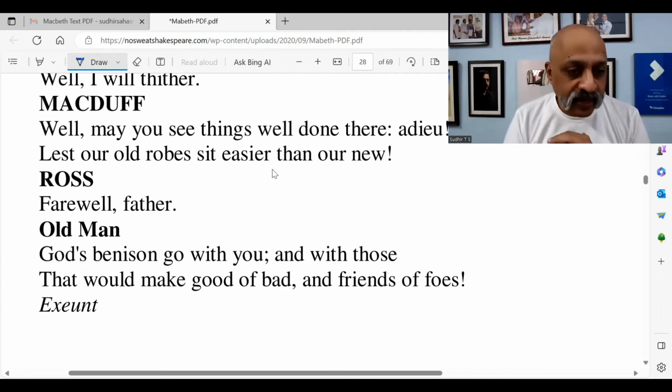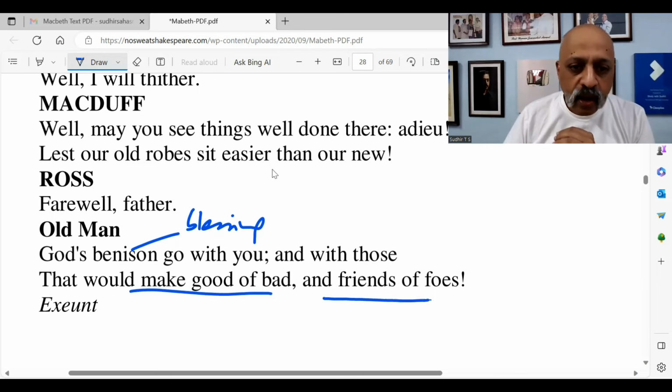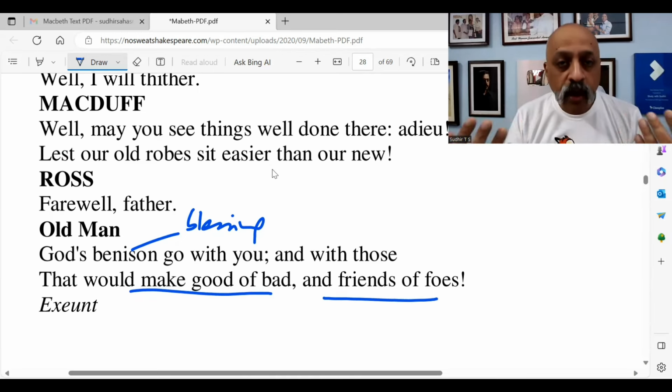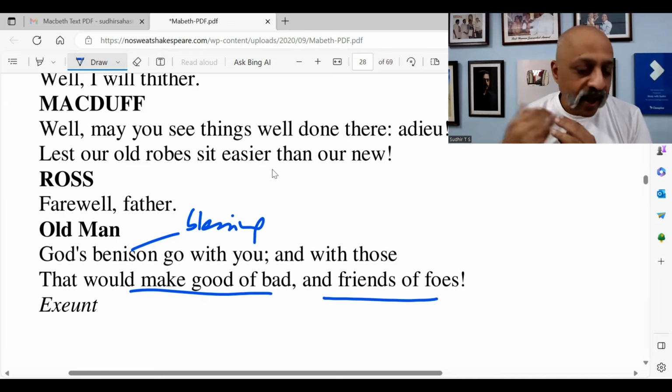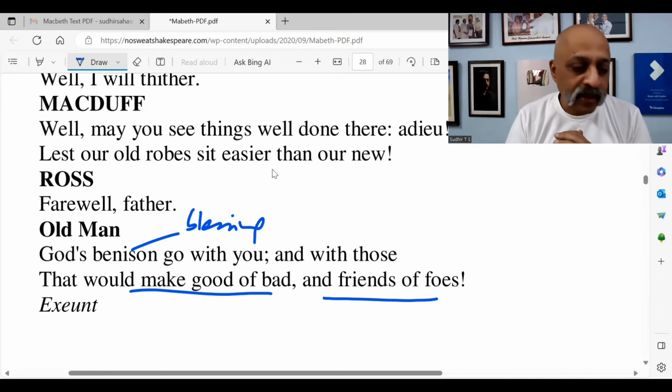So old man then he says God's benison, may God's blessing, benison matlab blessing, go with you and those that would make good of bad and friends of foes. So he says that and with all those people who make good out of bad and friends out of enemies. So may God's blessing be with you.